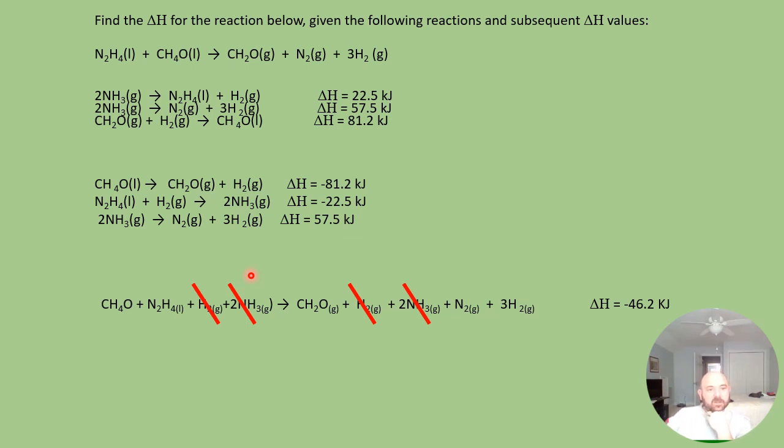That's exactly the reaction that we are looking for in the top equation there. And after adding up all of the delta H's of those three reactions, we get a result of negative 46.2. So this reaction here has a delta H of negative 46.2.